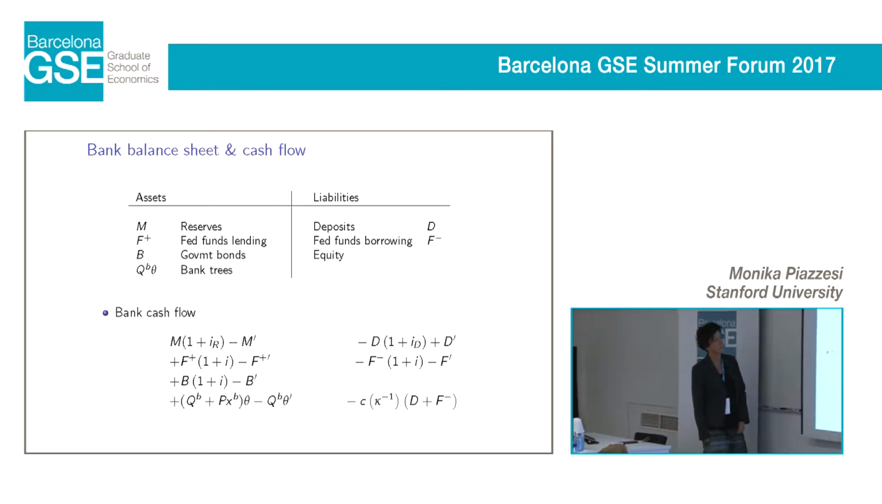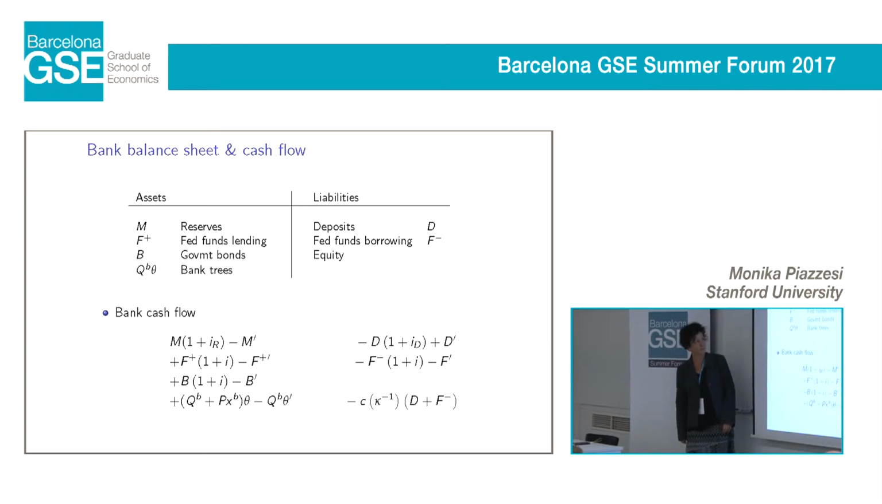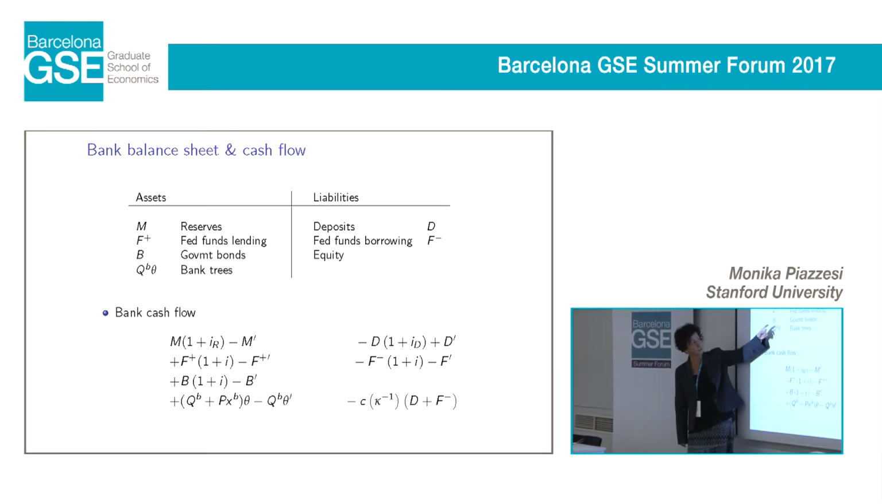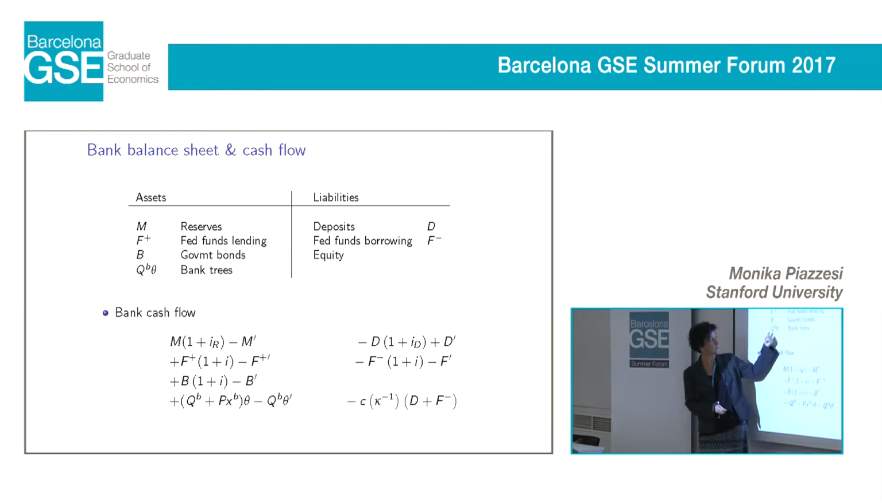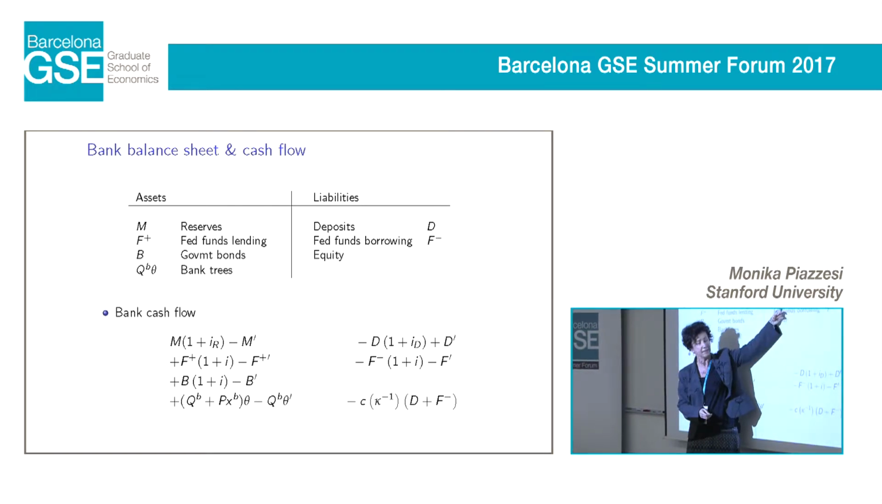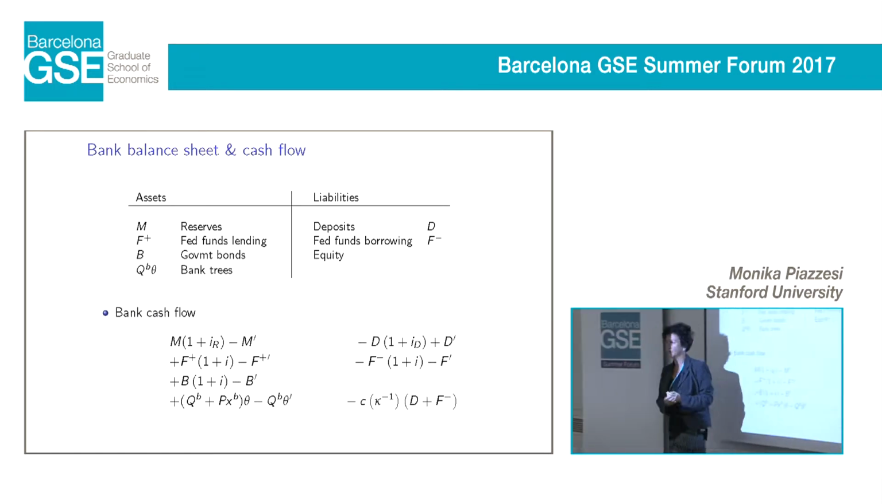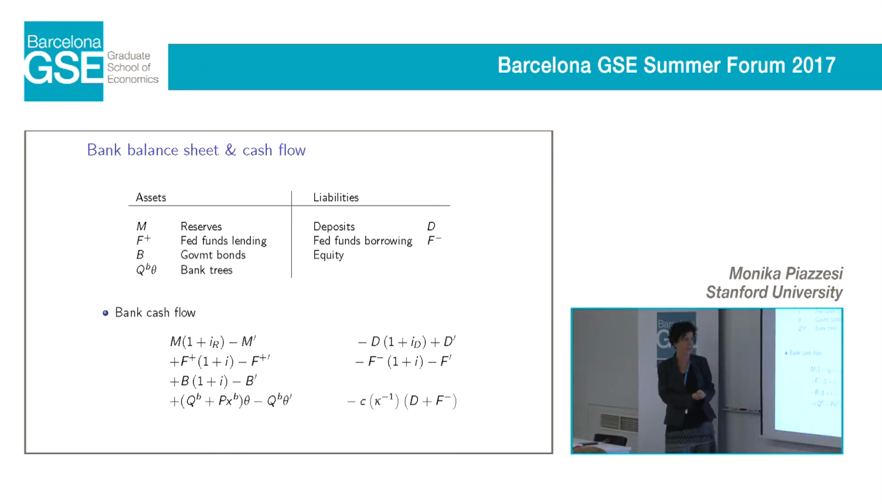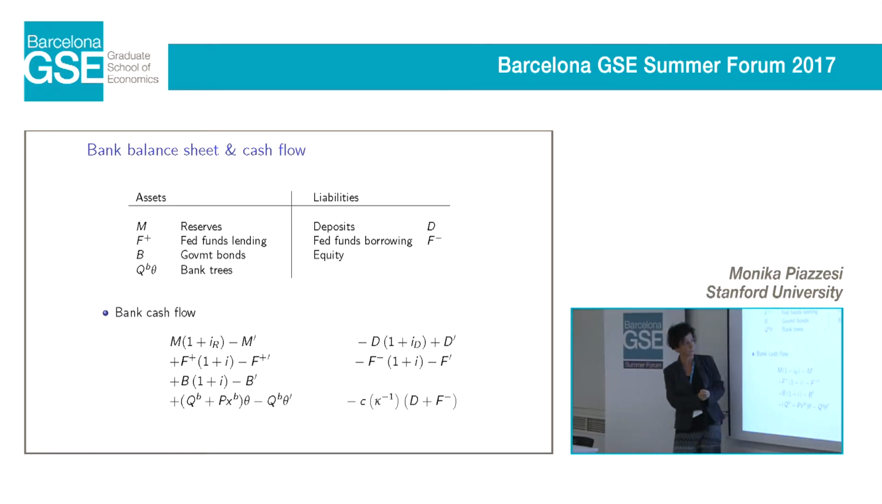Okay, so this is the balance sheet of a typical bank. The bank holds reserves. It can lend to other banks, that's Fed funds lending. It can hold government bonds or invest in trees that banks have access to. So there are going to be different trees, and banks have access to a subset of these trees. And QB is the price of a bank tree. We're going to determine this later. On the liability side, they issue deposits. They can borrow from other banks, and they issue equity. And this is something that the households hold.